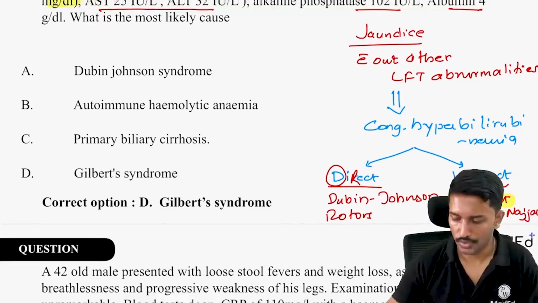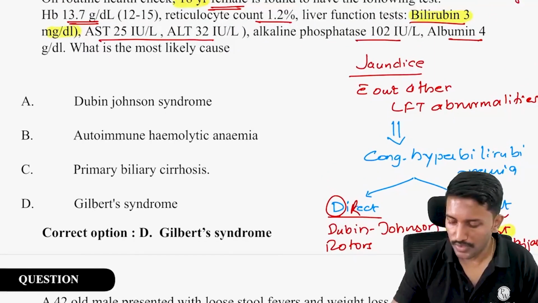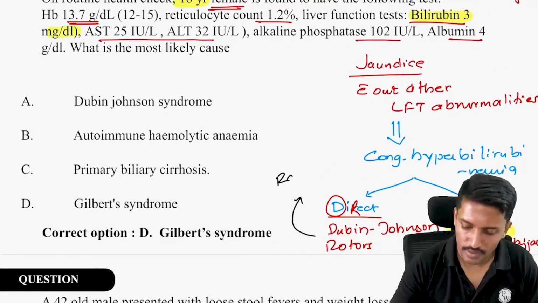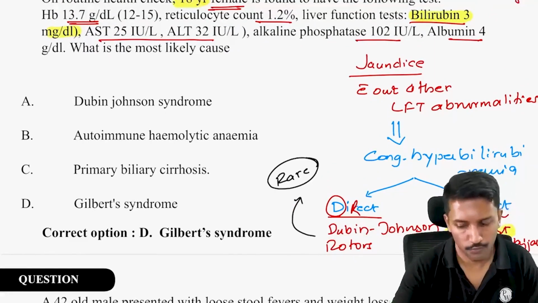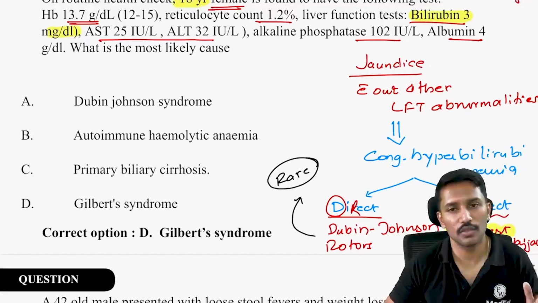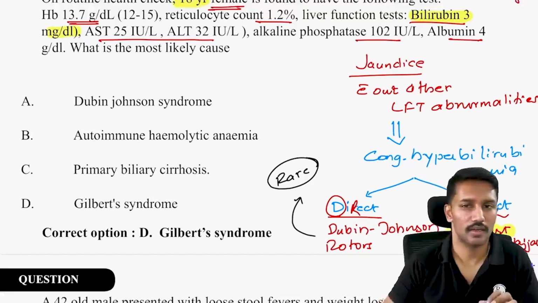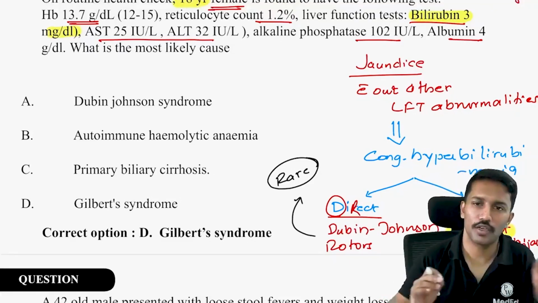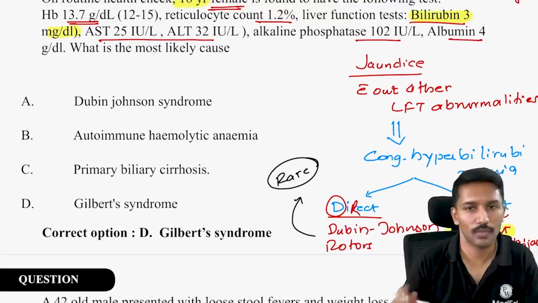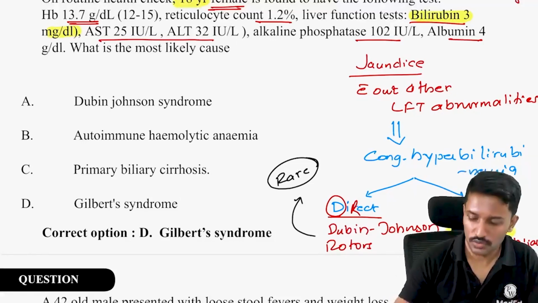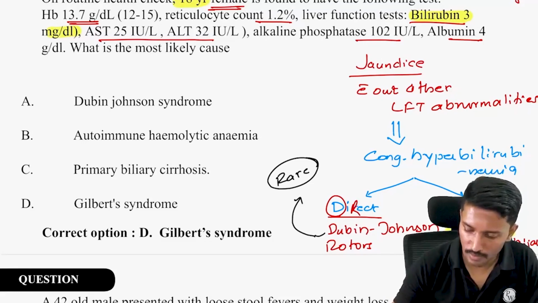Clear? Okay. So now, what is the point that goes against Dubin-Johnson syndrome? Dubin-Johnson syndrome is very, very rare. Gilbert syndrome is very, very common. Dubin-Johnson syndrome is very, very rare. And there is a common dictum saying that if you diagnose a rare disease, you are rarely correct. Right? So keep that in mind. Second thing is bilirubin in Dubin-Johnson is slightly higher in comparison to Gilbert.